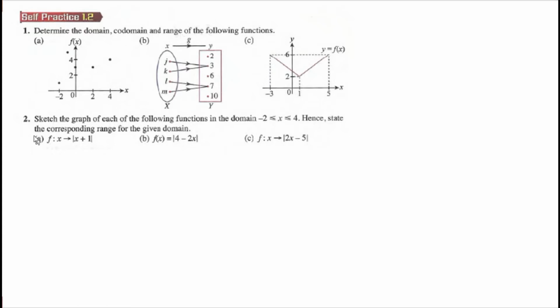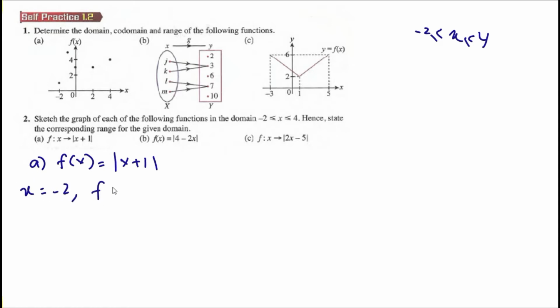So we start from A. We have f(x) = |x + 1|, and x is in between -2 to 4. When x = -2, f(-2) = |-2 + 1|, which is |-1|, which is equal to 1.